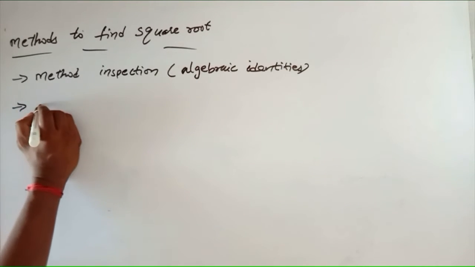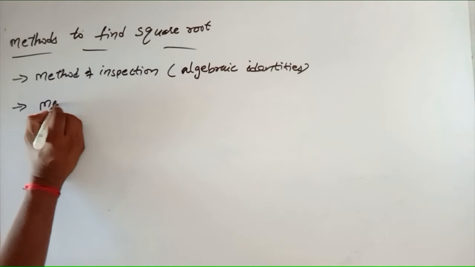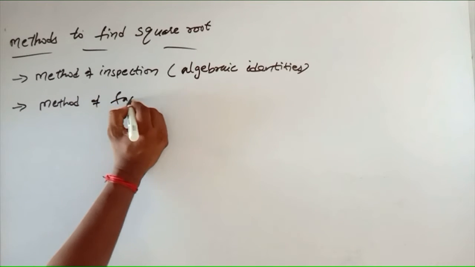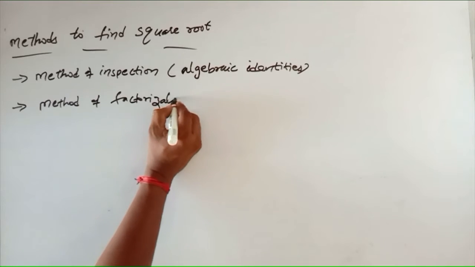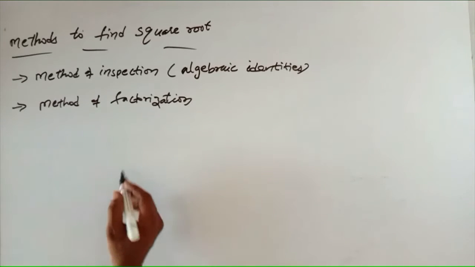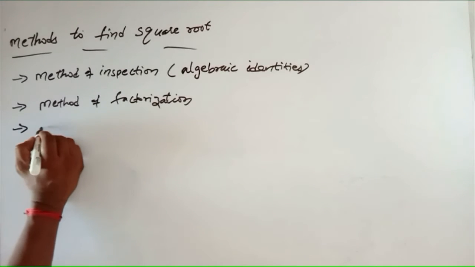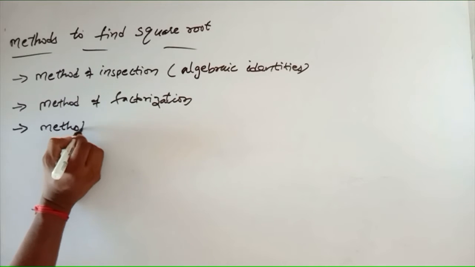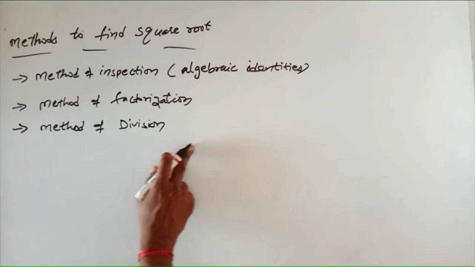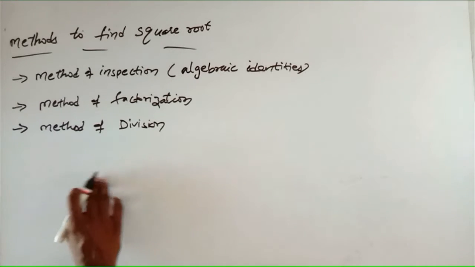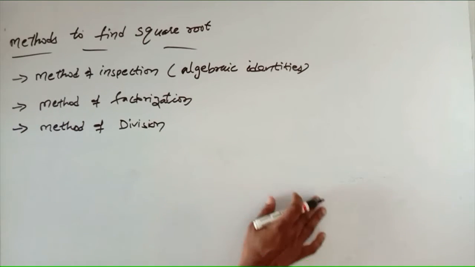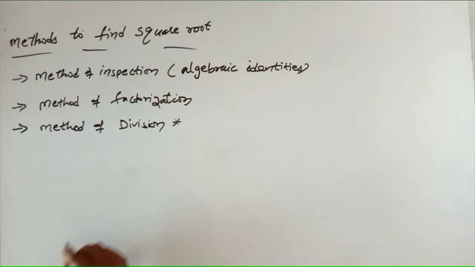Second method is the method of factorization. This factorization we already did in previous classes. We are going to find the factors, then we are going to find the square root. The third one is the method of division. By the long division method, how we calculated square roots of numbers in last year's class, in the same way we are going to find the square root of given polynomials. This method is going to be the most important method.